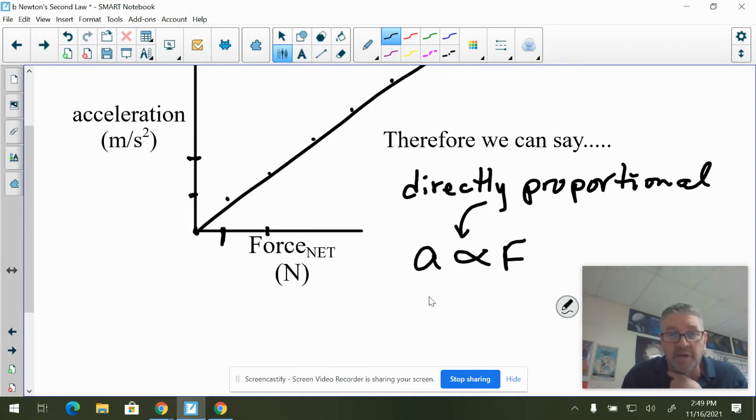So this is a relationship we're looking for, and this is what scientists do all the time. We look for mathematical relationships. Well, that's what you did in lab. You found that the a and the F are directly proportional. And again, that makes sense. You push an object harder, it goes faster.